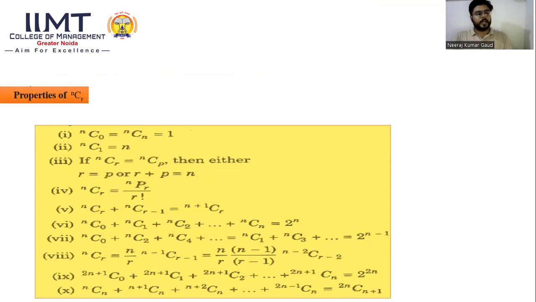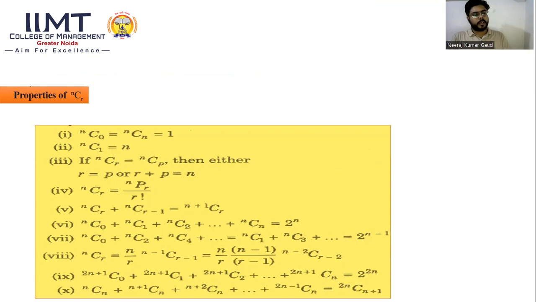Eighth property: nCr equals n upon r times (n−1)C(r−1), which comes out to be (n−1)/(r−1) times nC2... (r−2). Ninth property: (2n+1)C0 + (2n+1)C1 + (2n+1)C2 and so on up to (2n+1)Cn, which comes out to 2 to the power n.